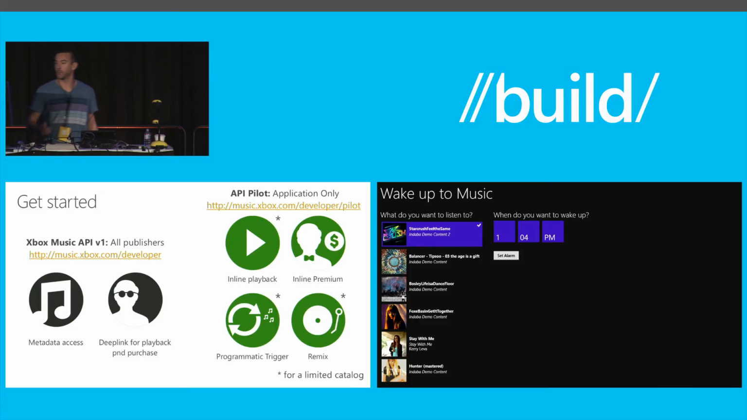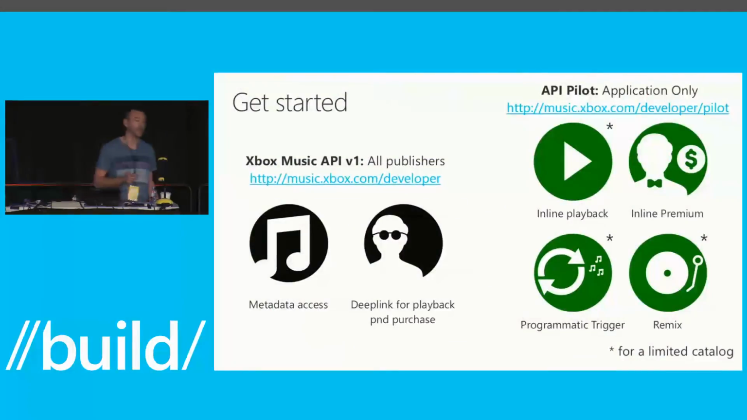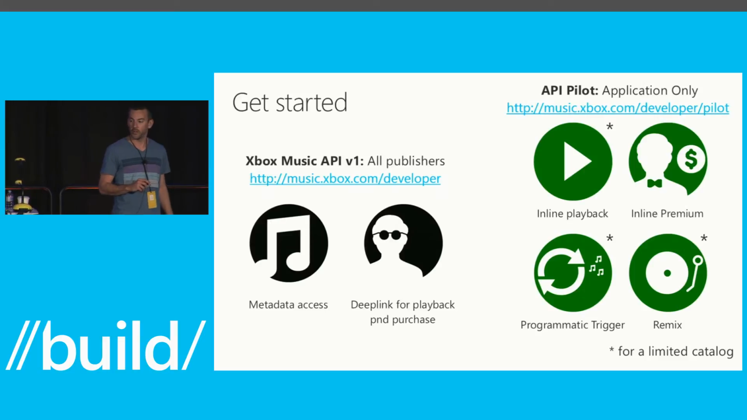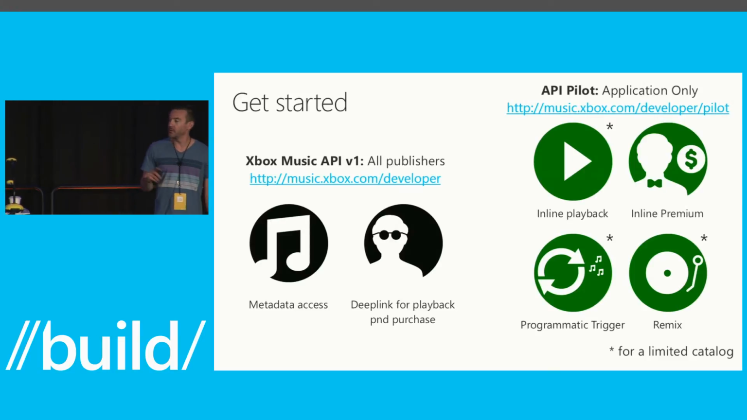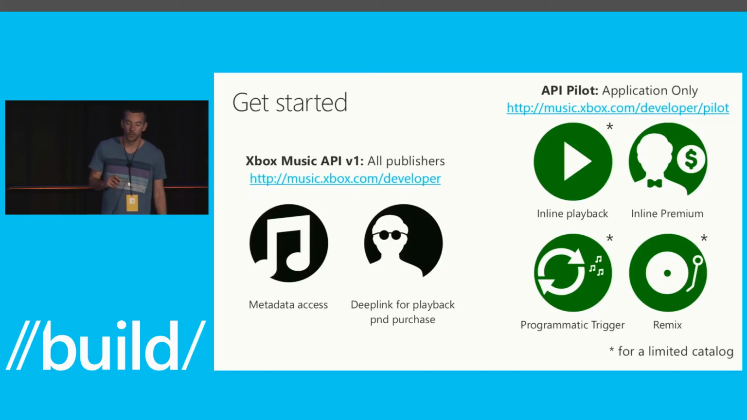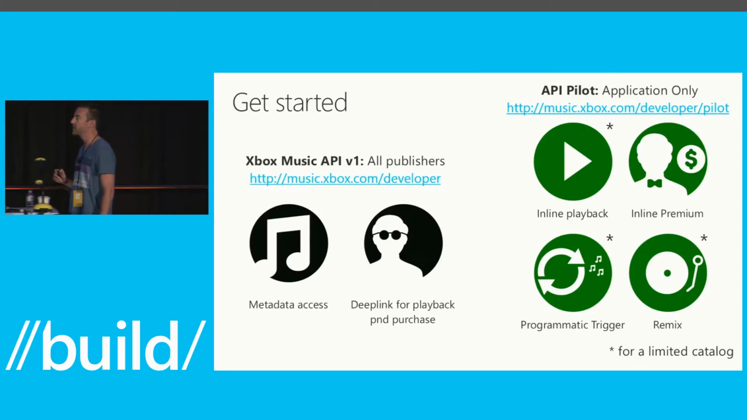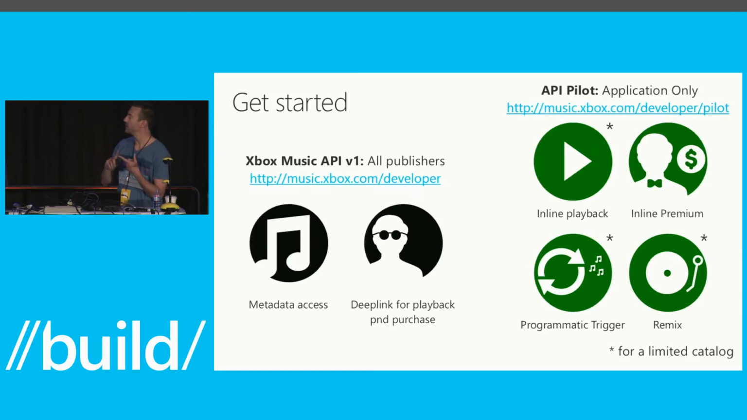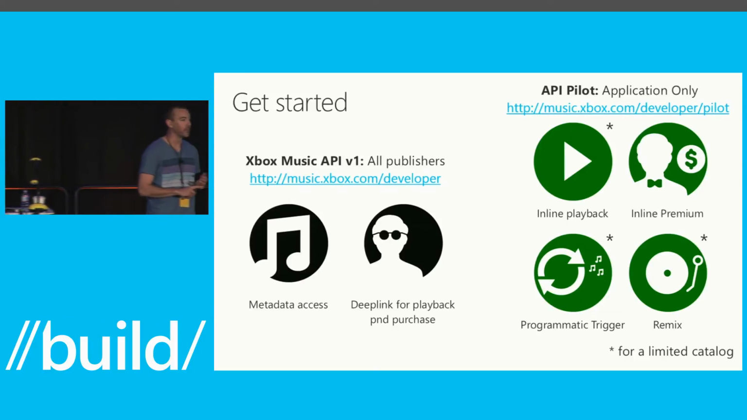Here on all the screens is how you guys get started. First, everyone has access to the capabilities on the left. Just go to the link for more information. For those of you guys who are interested in joining our pilot, we have an application process located here at the above link. With approval, you'll have access to these new rights I talked about. The inline playback for content on the device for unauthenticated users, inline premium playback for Xbox Music subscribers. You'll have access to the programmatic trigger, so you can do things like the alarm clock app or the user beats a level and you play a song.